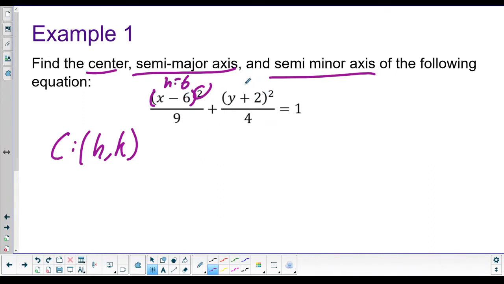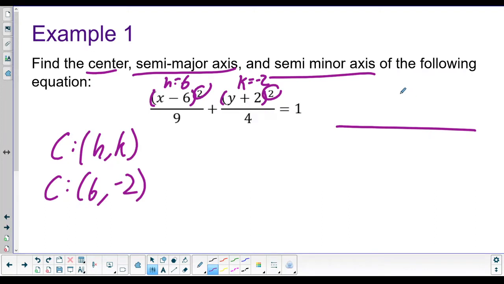And then k is the number inside the parentheses with the y, but again, it's inside of a math operation, so the sign is reversed, so k equals -2. The center of this ellipse is going to be at (6, -2). All right, I suppose we could sketch this thing, right? 1, 2, 3, 4, 5, 6. 1, 2. So the center of our ellipse is going to be right about there.